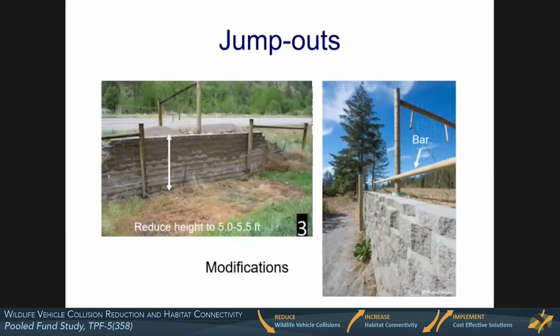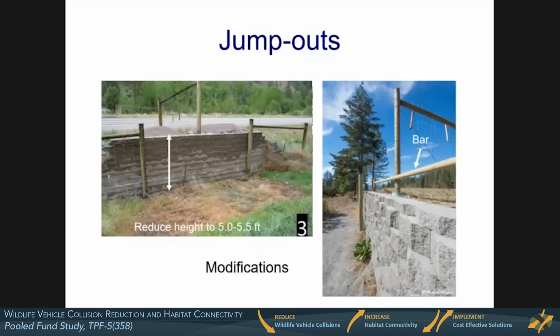Animals that are on top of the jump out can step over that bar and take advantage of the lower height and more readily jump down to the safe side of the fence. But if you're an animal at the bottom of this jump out, there's not enough room to land in front of the bar. You also have to clear the bar. That means that we can keep the effective height for animals that want to jump up into the road corridor the same, meaning around 6 or 6.5 feet or so.